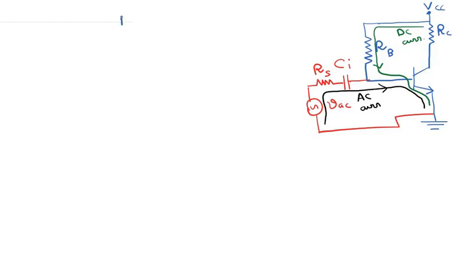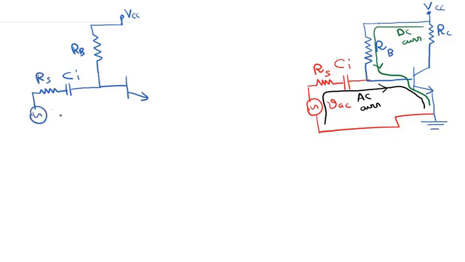So we have this voltage source VCC over here, then there is this resistor RB that goes into the base. We are not drawing the collector here, we are just drawing the base to emitter junction and the resistors that are connected to it. This RS is the source resistance, and then we have this capacitor Ci. We have this voltage source VAC here, and then this is grounded. I am not drawing the collector here.